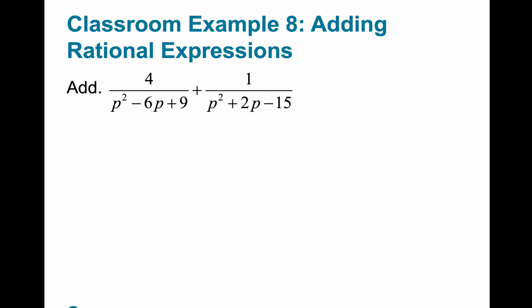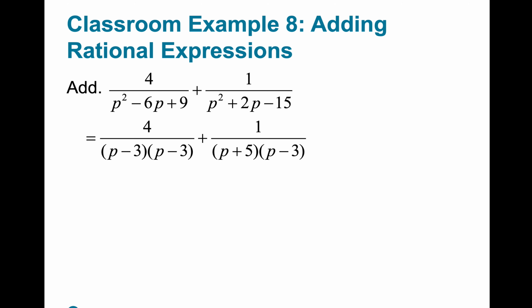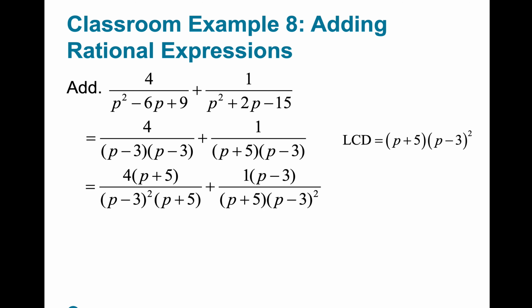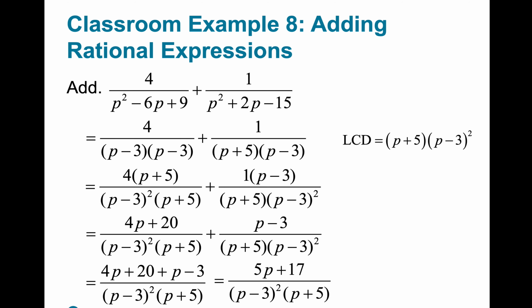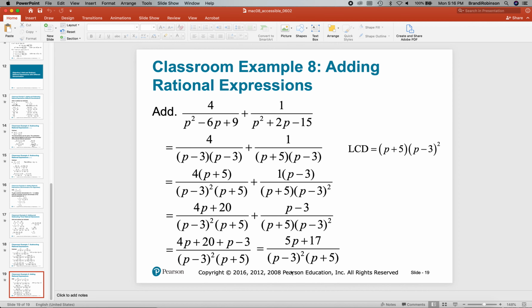Here's the same thing. I have quadratics. I'm going to have to factor them. Well, they have p minus 3 in both, but I need 2 p minus 3s and a p plus 5. So I'm going to multiply to get that to occur, distribute, combine like terms, and if I can, I'm going to factor and cancel, which it doesn't factor and cancel.